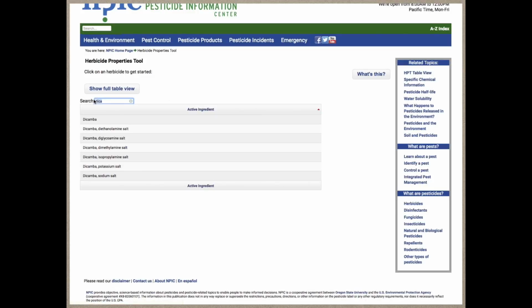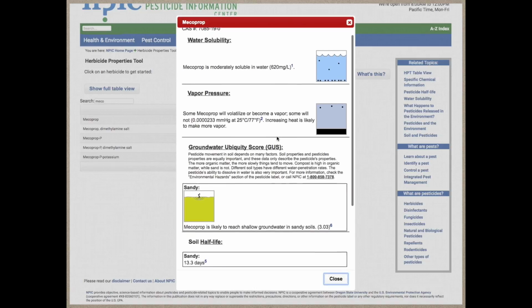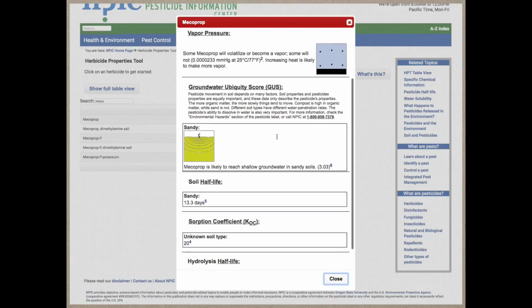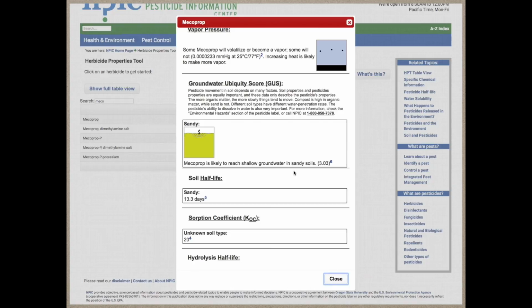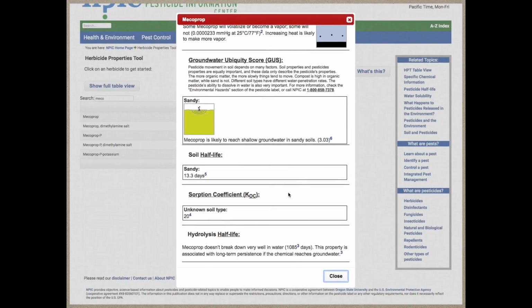And let's quickly take a look at mecoprop. Water solubility is moderate. GUS may have high potential to move towards shallow groundwater in sandy soils and sensitive areas. And half-life in sandy soils is short, about 13 days, KOC of 20. So it looks like the 2,4-D would have low potential to move toward and contaminate shallow groundwater, but the dicamba and mecoprop might be quite a bit more likely to move. So that might help us make a decision about whether this product would be appropriate for use at our job site.